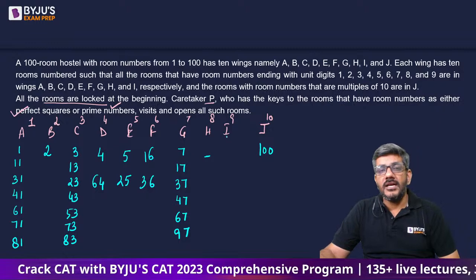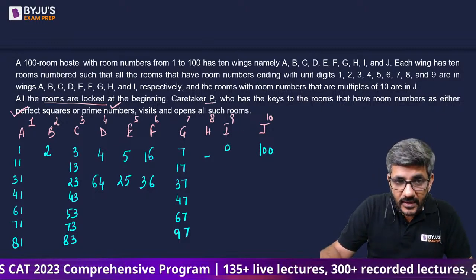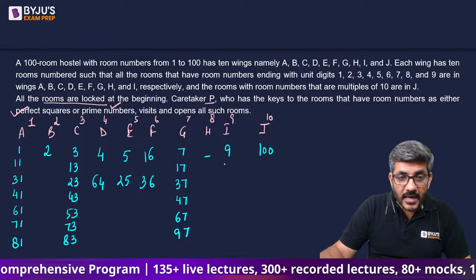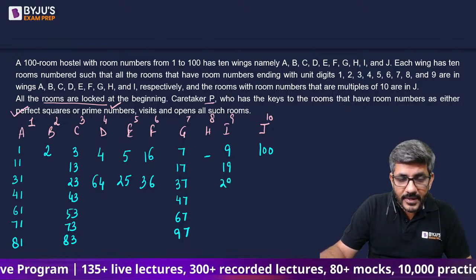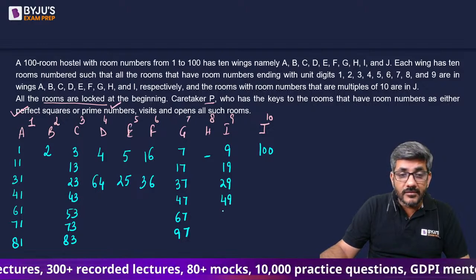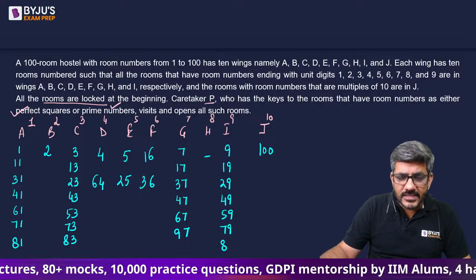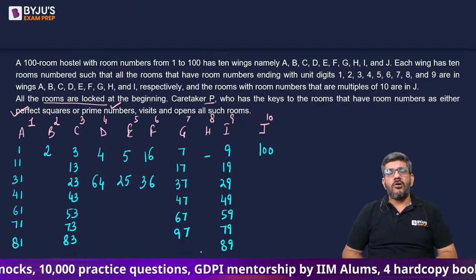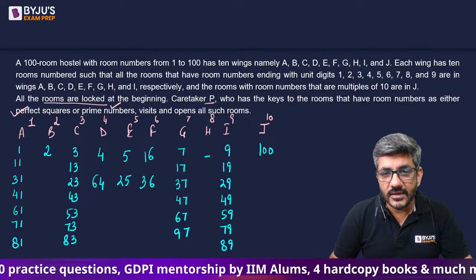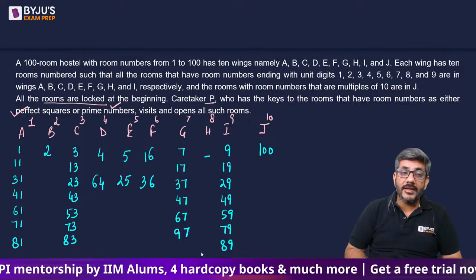And ultimately, when I talk about I, it will have a square as 9. Okay. Primes as 19, 29; 39 will not be there. 49 is a square, 59 is a prime, 79 is a prime, and 89 is a prime. So these are all the numbers in these ranges that we had. I hope all of you have got an idea.